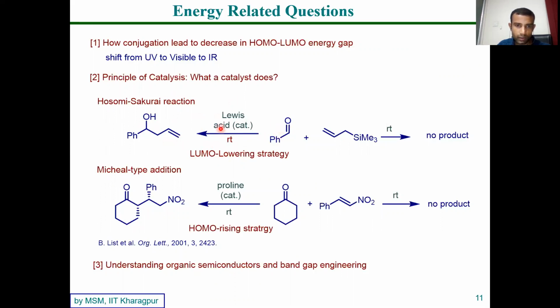Also, if you check this ketone along with this Michael acceptor, this Michael type reaction at room temperature doesn't work. But if you add the catalyst proline, it undergoes a nice 1,4 addition reaction. So how can these features be described, and why does this reaction work with the catalyst but not without it? This is called the LUMO lowering strategy, and this is the HOMO raising strategy.